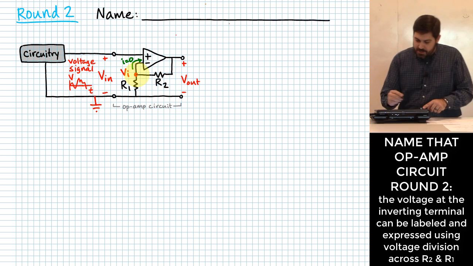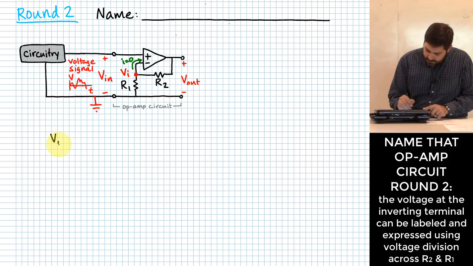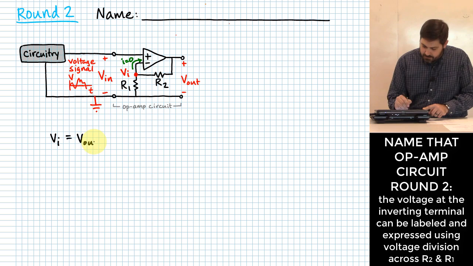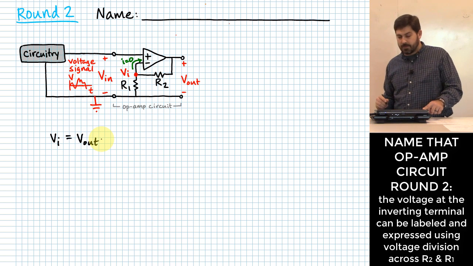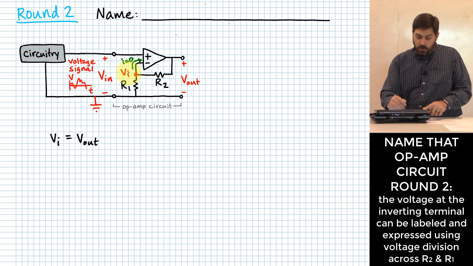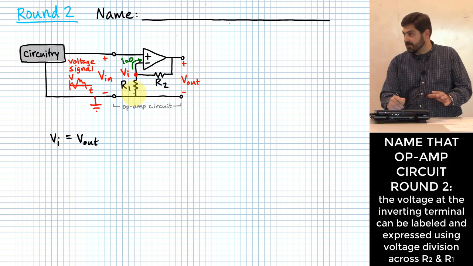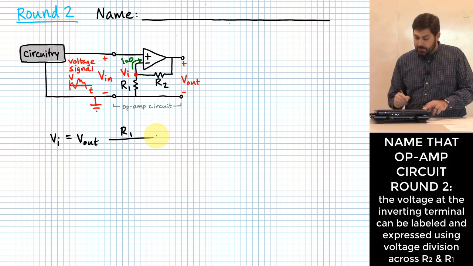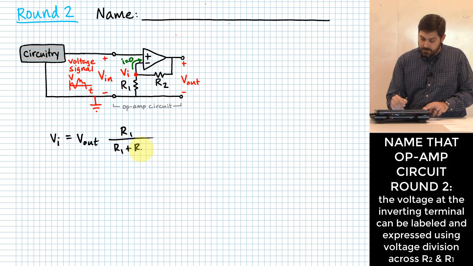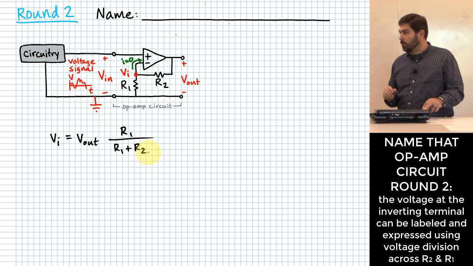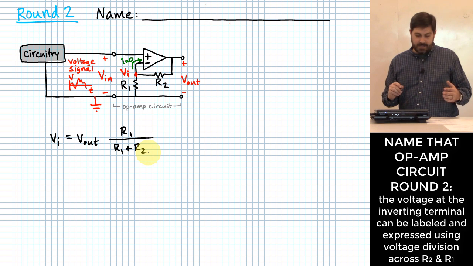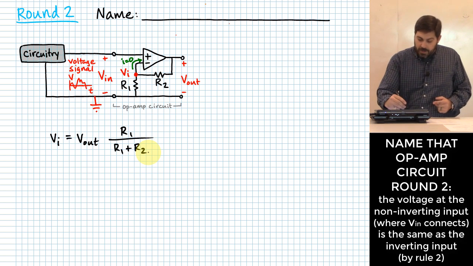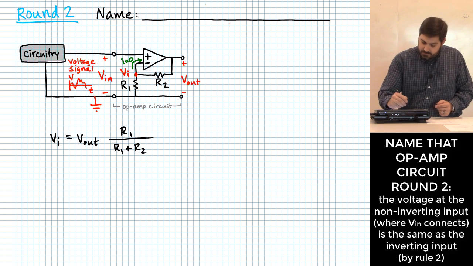So if I use voltage division here, I can say that VI is going to be equal to V out times what? Another name for VI is just the voltage across R1 relative to ground. So I'm going to pick R1 and put that in the numerator, and then put R1 plus R2 in the denominator. That's my voltage division formula. And that's essentially what we need, because where else does VI exist?